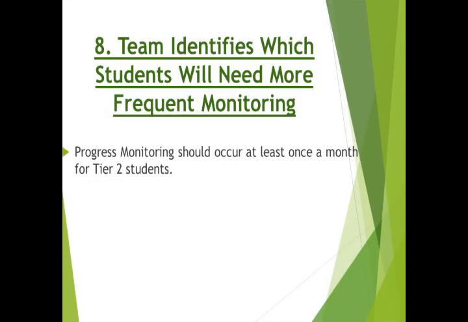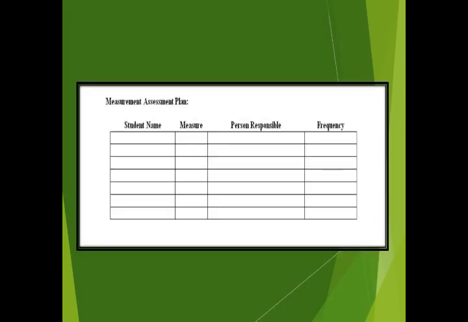For Tier 2 students, we want to make sure that progress monitoring occurs at least once a month. Twice a month would be best, but if that is not logistically possible, once a month is sufficient. We're going to make sure for each grouping we have at Tier 2, we put the student's name, the measure that they're going to be instructed in, where the intervention takes place, the person responsible for instructing that group of students, and the frequency of the progress monitoring.